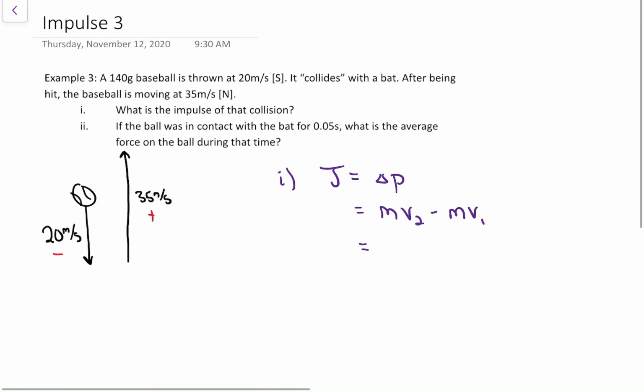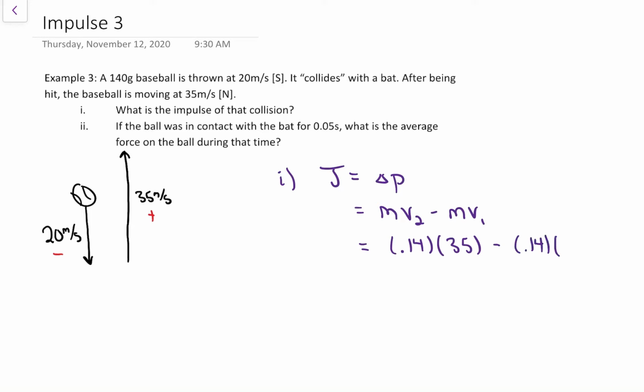Plugging in numbers, the m was 0.14. The v2 is the second speed, so that's my positive 35. And then mv1, the 0.14, and my v1 was the negative for the opposite direction, 20. So you can see the double negative has the effect of increasing the overall quantity. So we end up with an impulse of 7.7. That's a positive value, so that means it's in the same direction as the 35, which was north.